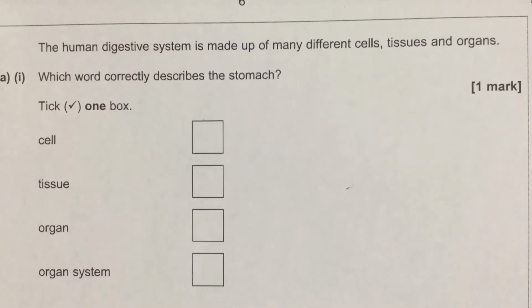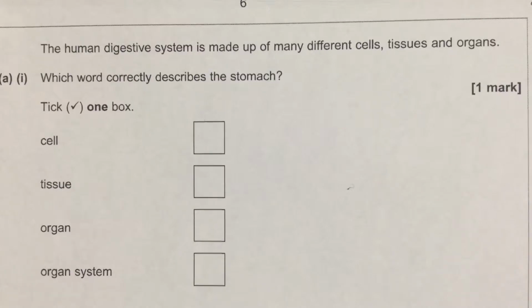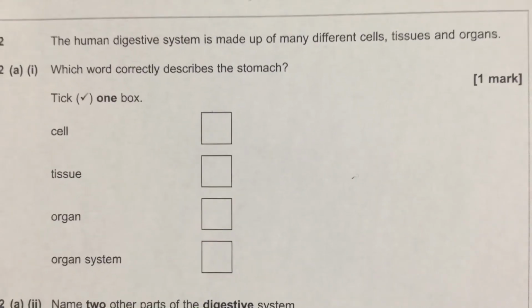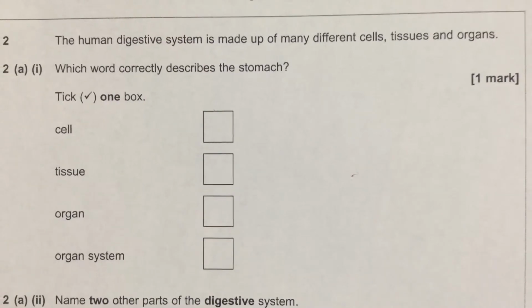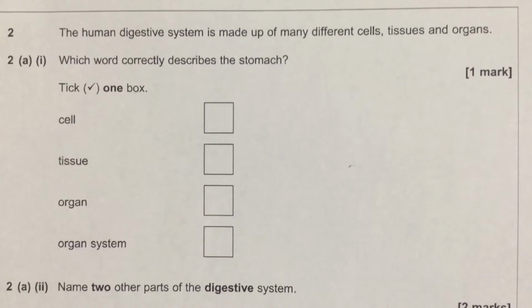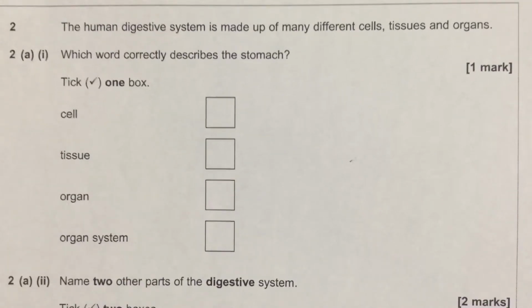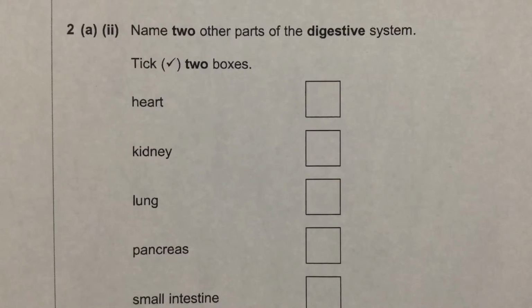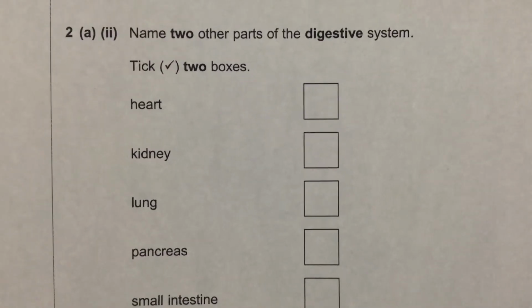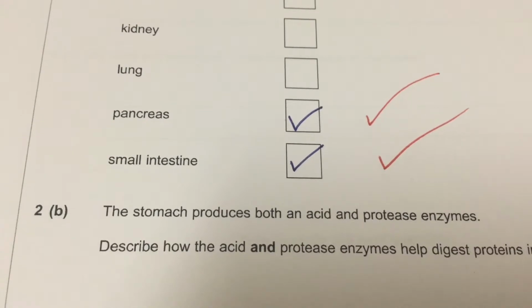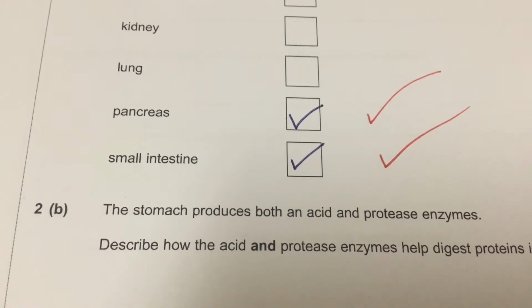There's a GCSE question for the new specification for first examination in 2018. It says the human digestive system is made up of many different cells, tissues and organs. Which word correctly describes the stomach? So the stomach is an organ, and a lot of students got that one correct. Name two other parts of the digestive system. So digestive system, that would be the pancreas and the small intestine. Again, a lot of students got that correct.